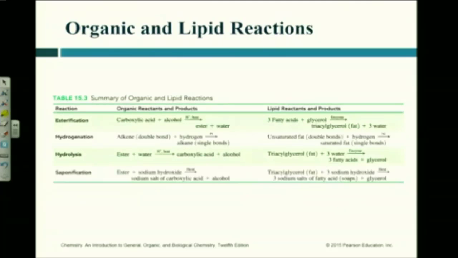And this table really does a good job of summarizing the 4 reactions with fatty acids. The first one's esterification, when you make the triacylglycerol. Then we have hydrogenation to get rid of double bonds. Then we have hydrolysis and saponification. Saponification really is just, instead of having acid hydrolysis, we have base hydrolysis.